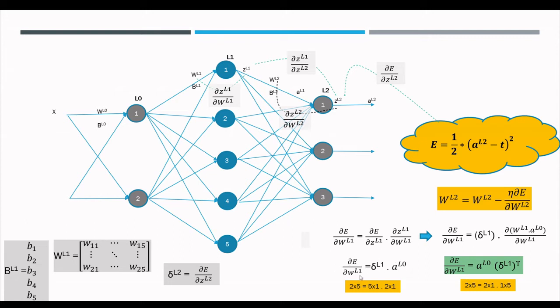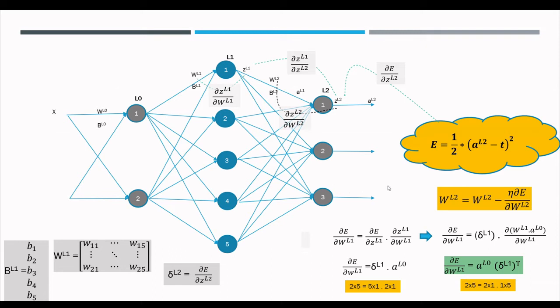So if you make these corrections, you can see that the derivative with respect to WL1 becomes delta L1 times AL0. Looking at the format, WL1 is 2 by 5, delta L1 is with respect to Z, so this is 5 by 1, and AL0 is just 2 by 1. So clearly this is in the wrong format. If we rearrange this so that AL0 comes first, and delta L1 is transposed to get a 1 by 5, then this will be fine. So the format is AL0 times, or matrix multiplication with, delta L1 transpose. That would give you the final format of the differentiation with respect to this weight.